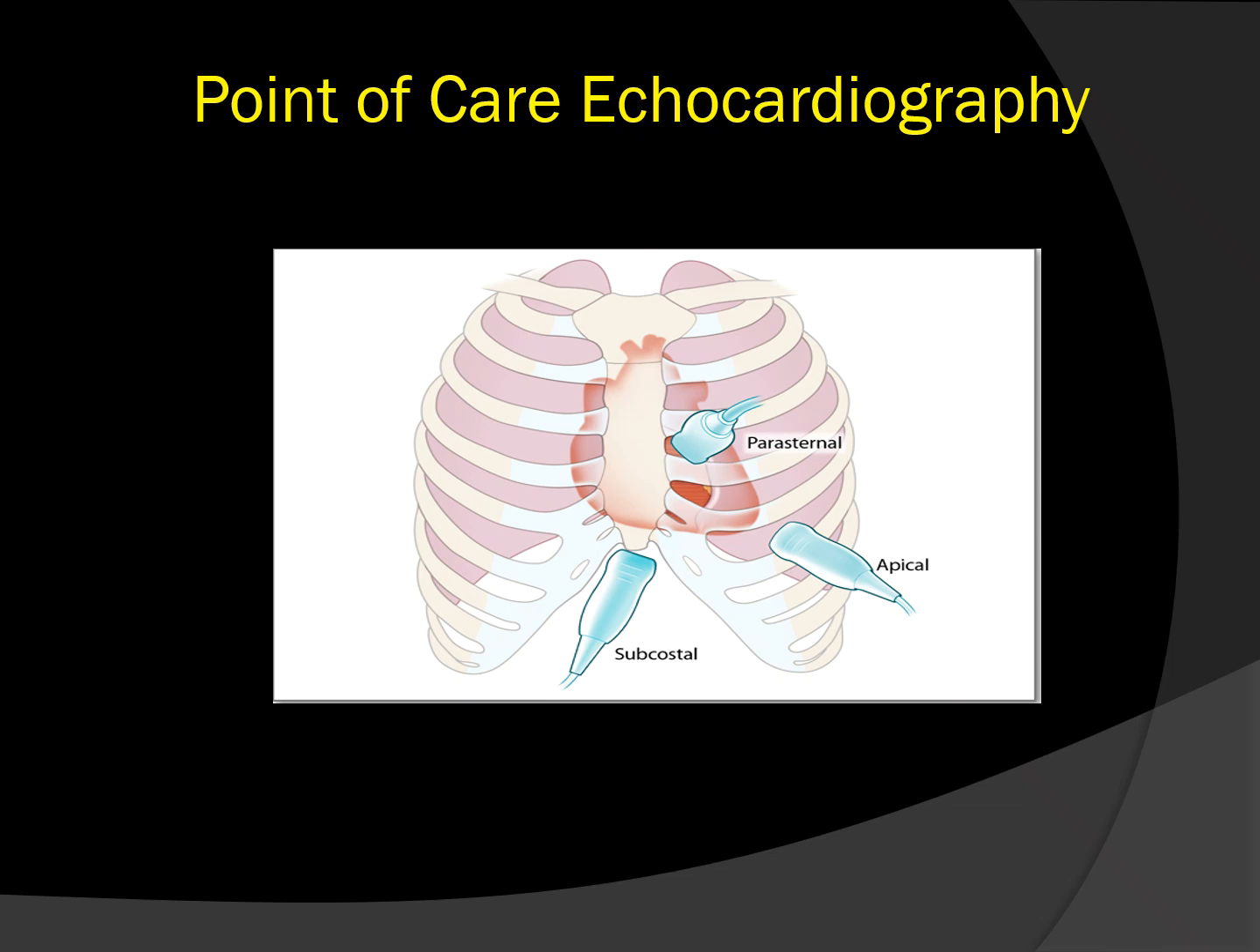Point of care echocardiography. On this cartoon image of the heart and chest, you will notice the three important landmarks in echocardiography: the parasternal, apical, and subcostal. In today's lecture, we will be concentrating on the parasternal for the long and short axis and the subcostal view. The parasternal view is exceedingly important, primarily because there is a break in the lung and we have direct access to the heart without having to transverse through air.